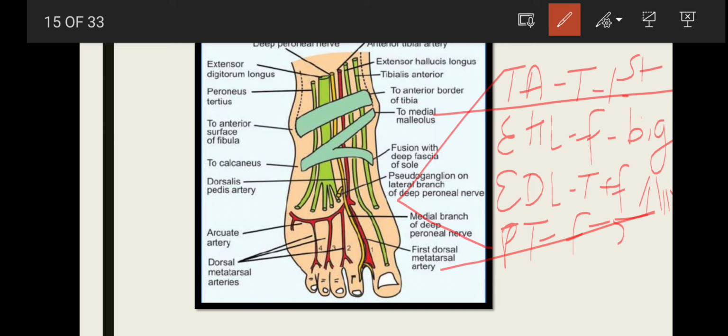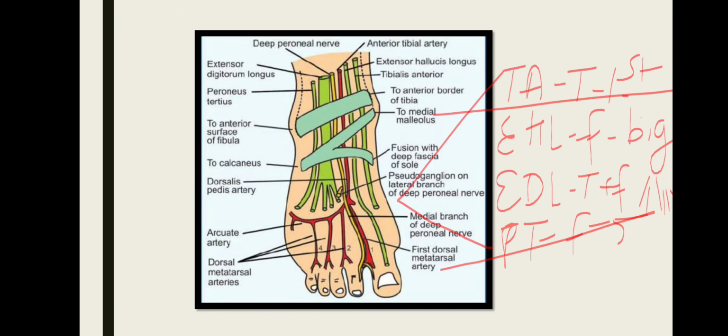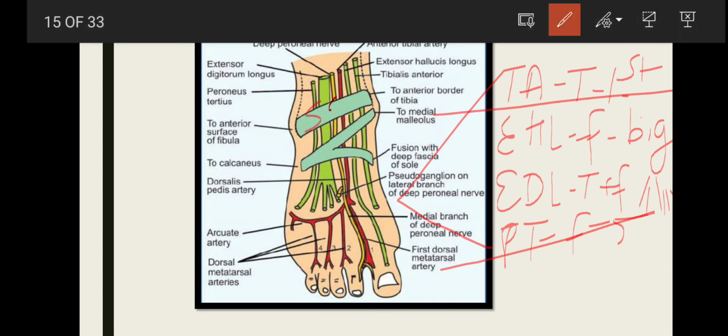Now another thing, it is very easy to learn the structures passing under the retinaculum, that is, under the superior extensor retinaculum, which is this one. There are the superior extensor retinaculum and the inferior extensor retinaculum. So what are the structures passing under the retinaculum? Coming to the muscles, these four muscles: tibialis anterior, extensor hallucis longus, extensor digitorum longus and peroneus tertius.